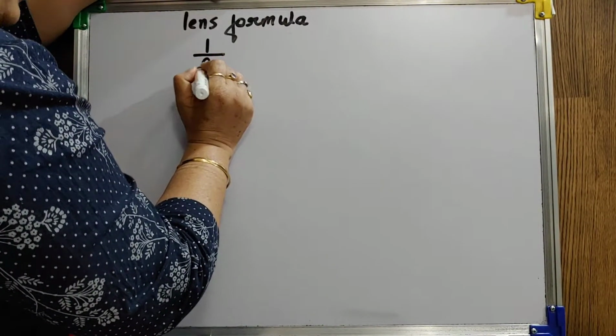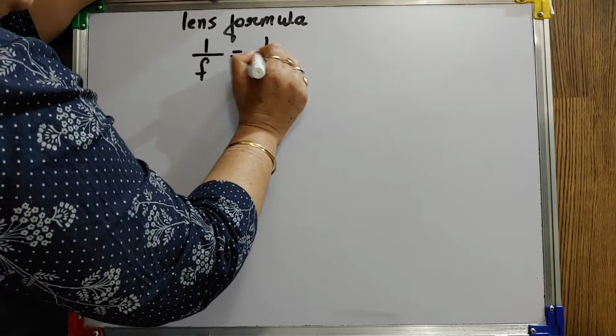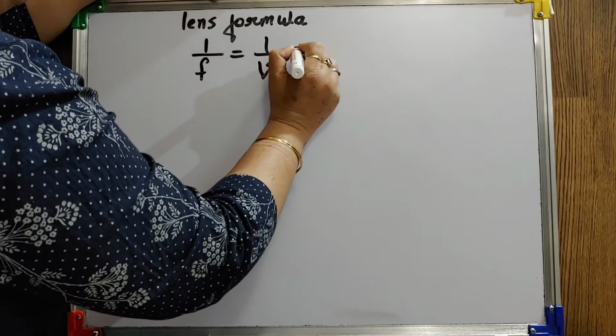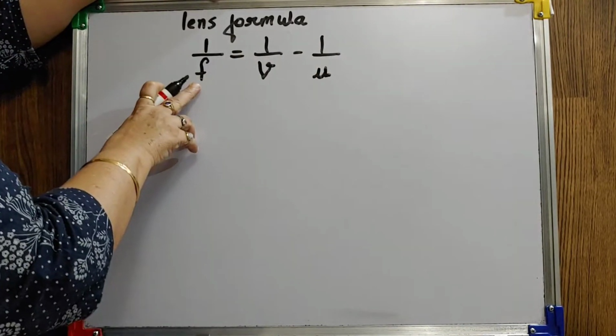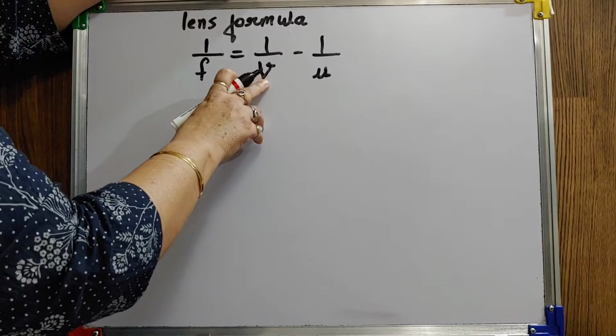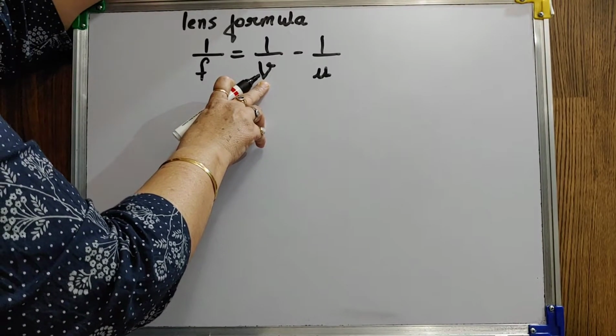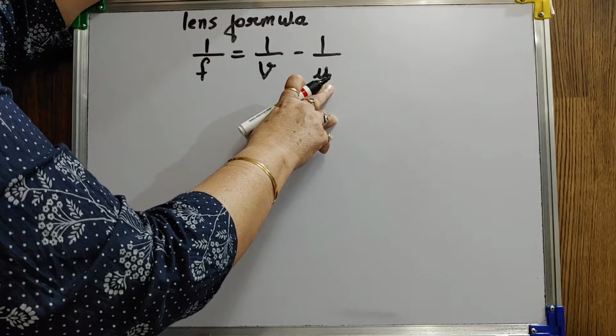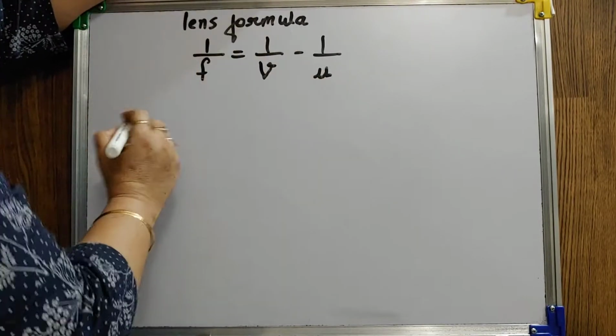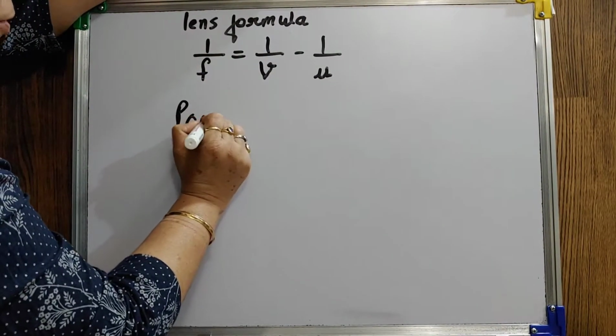Now, the lens formula is 1 by f equal to 1 by v minus 1 by u. You know, f is the focal length, v is the distance of the image from the lens, u is the distance of the object from the lens. Now, what is power of a lens?